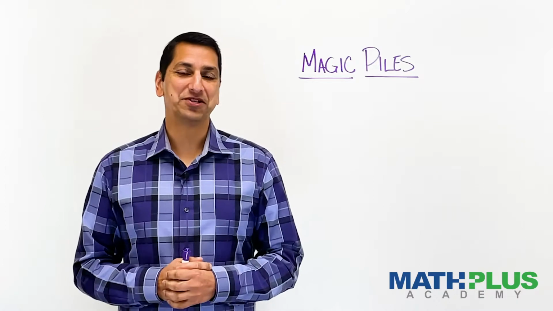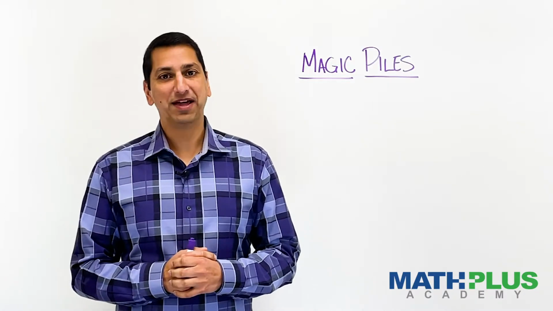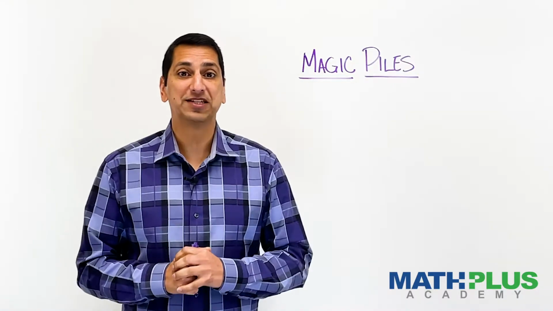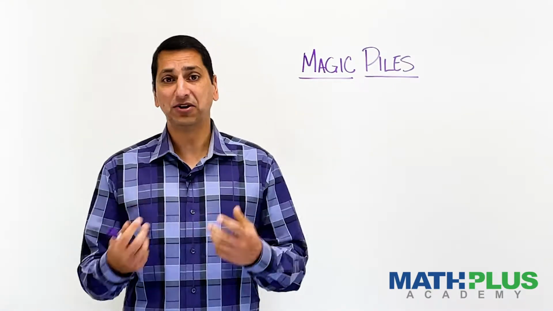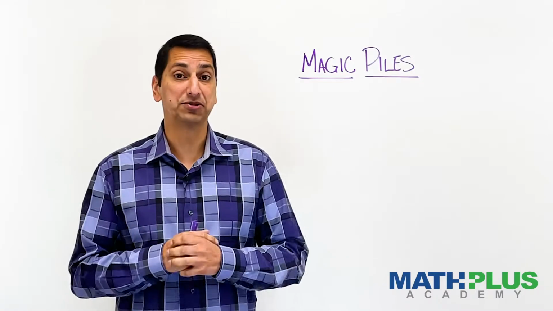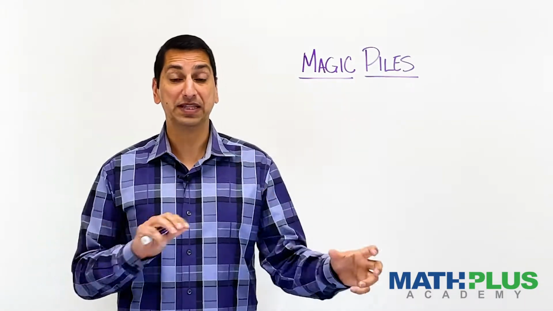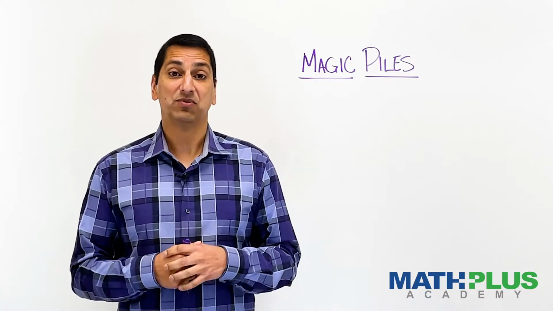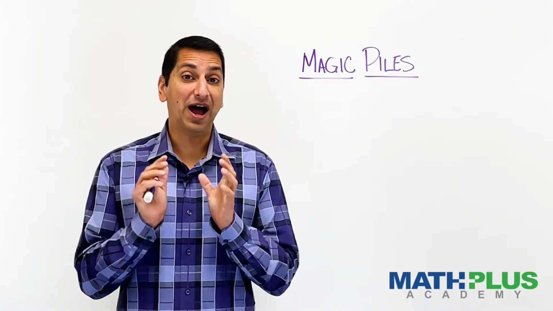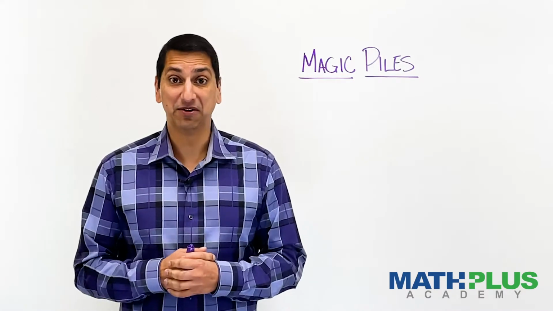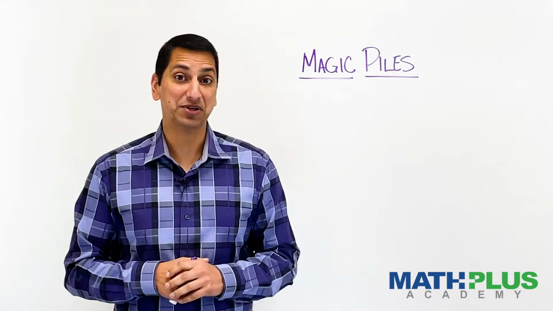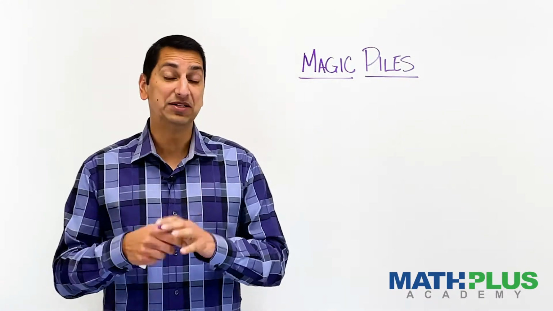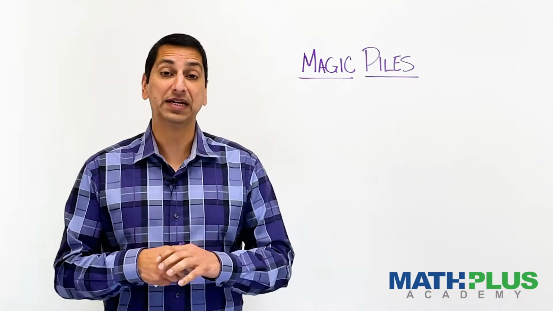Hi, I'm Dr. Raj Shah of Math Plus Academy, and this math treat is magic piles. What we're going to do is start with a pile of tokens or coins or poker chips or stones or something, and we're going to start splitting them into groups. Each time we split, we'll do a little math, we'll come up with a number, and what I will do in the middle of this video is predict what number you're going to come up with without even seeing what you're going to do. Let me set this up a little bit with a concrete example.